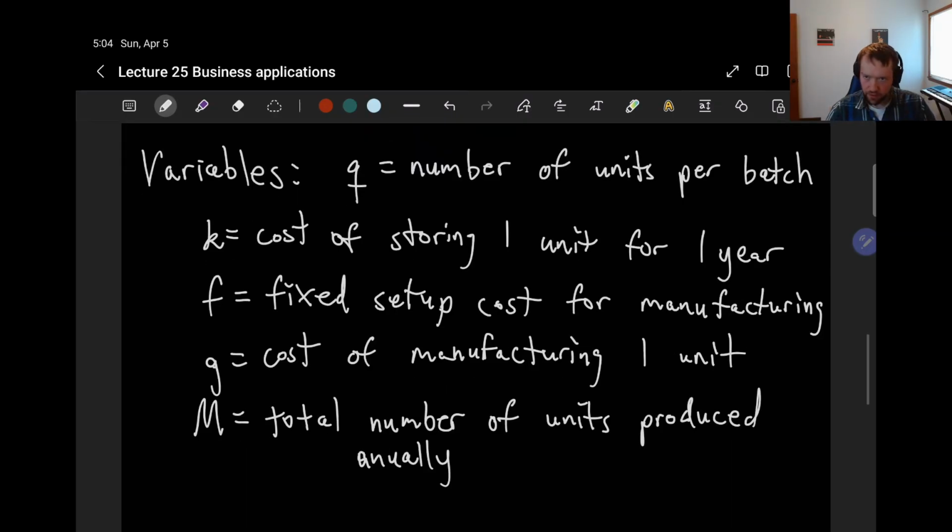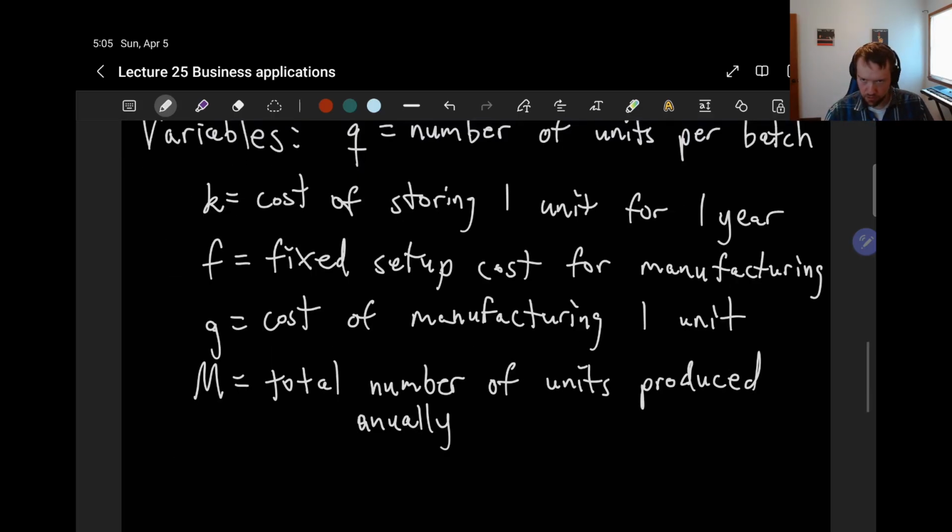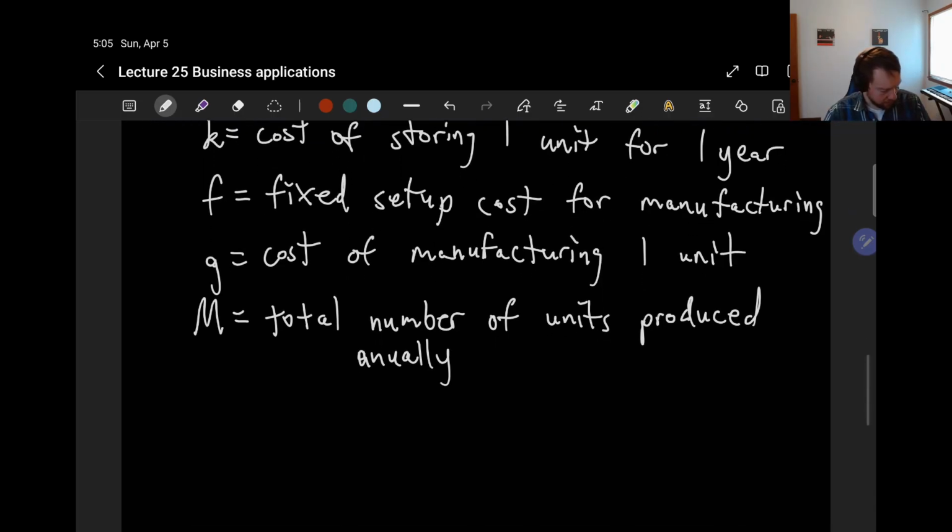So our main variable, which is a variable in the true sense of the word, is Q. It's the main thing we're looking for, the economic lot size. How much should I produce in a batch so that I minimize my balance of costs? And the rest, they're like a fixed start of the problem. We're going to work towards solving Q, which gives a minimum cost. So we need to start setting things up.